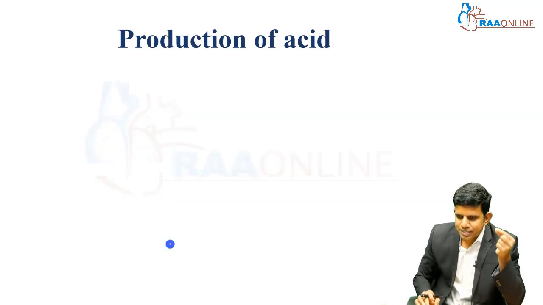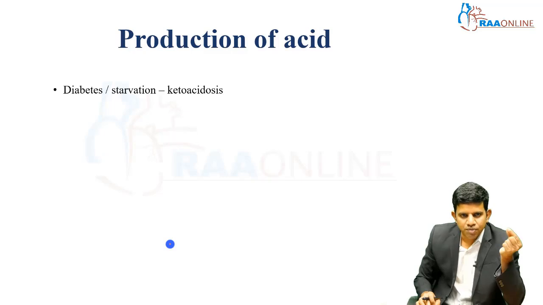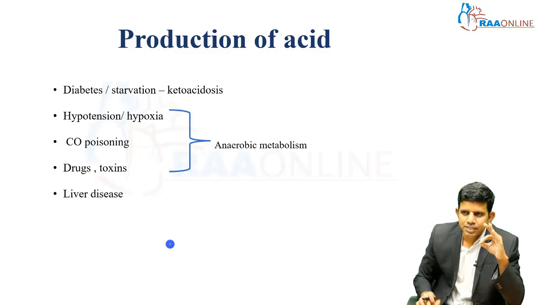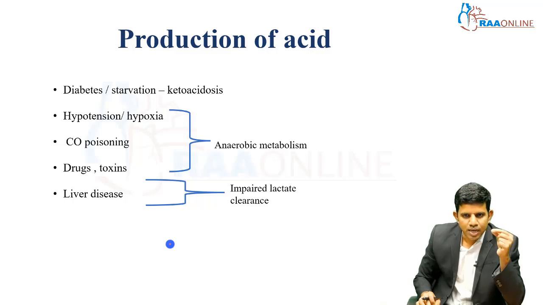Some disease conditions, like diabetes and starvation, will produce ketoacidosis, a pathological condition increasing the acid production. The second is any hypotension, hypoxia, carbon monoxide poisoning, drugs or toxins, which will decrease tissue oxygen delivery or oxygen consumption, which leads to anaerobic metabolism. In liver disease, the lactate is not cleared. Both anaerobic metabolism and impaired lactate clearance will increase the lactate. Lactate is a very strong acid, and it increases the acid level in your blood. It is a pathological condition.